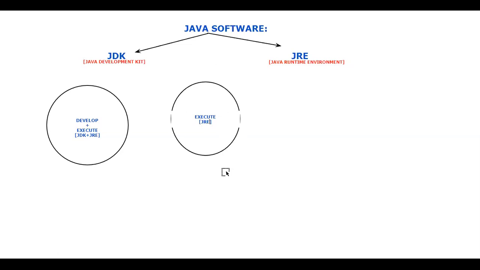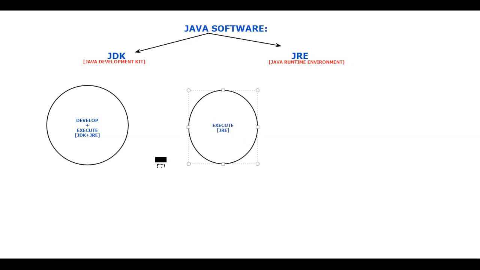Runtime environment means if I want to run the program, I require the environment. So this, what we call the JRE, is sufficient. Sir, what exactly is JDK all about? What do you mean by JDK? I'm not getting the point.